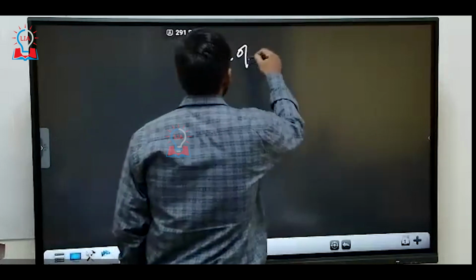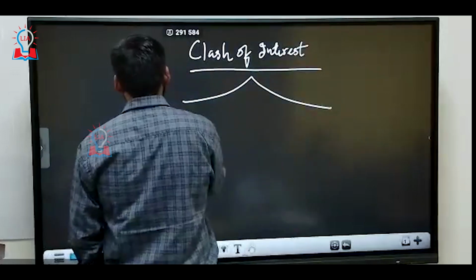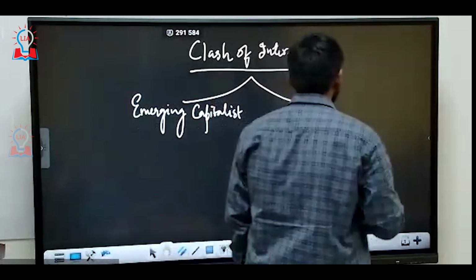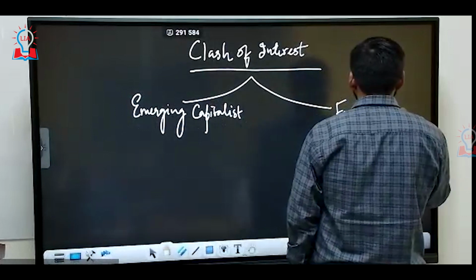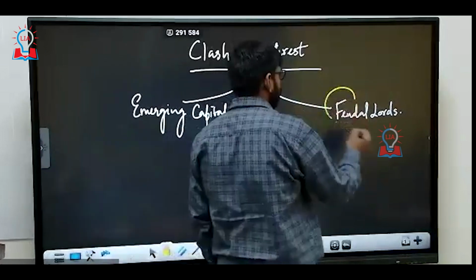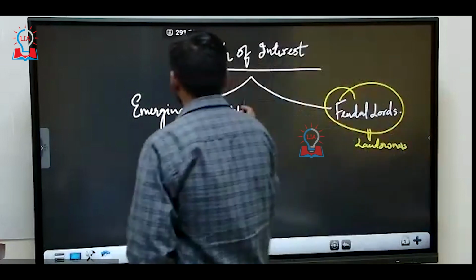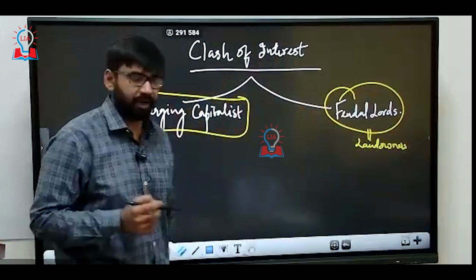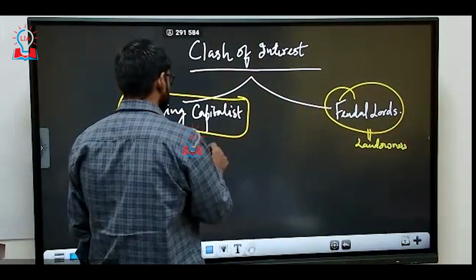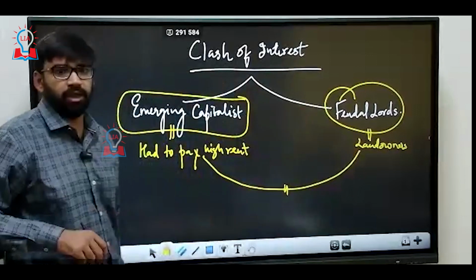So clash of interest between emerging capitalists and feudal lords. So clash of interest was there because the land was under the control of feudal lords. And capitalists, they were emerging and they wanted to establish their factories and they had to pay high rent. And this became another reason for clash of interest between feudal lords and capitalist class.